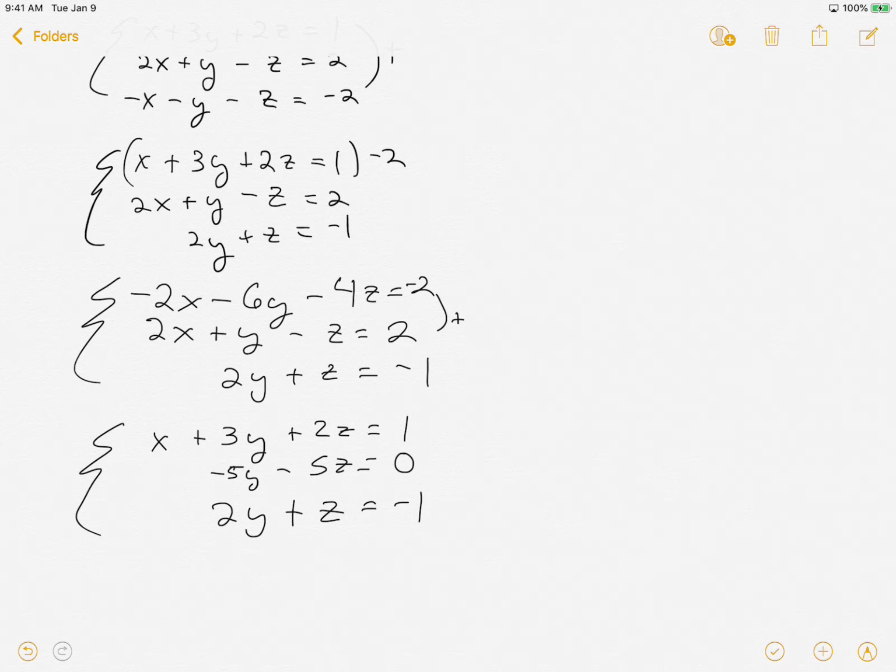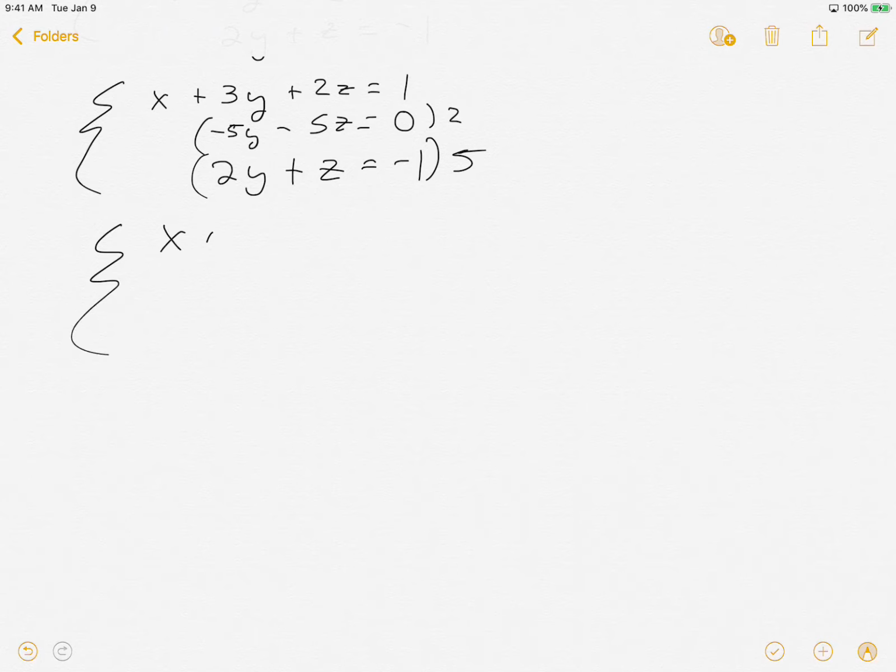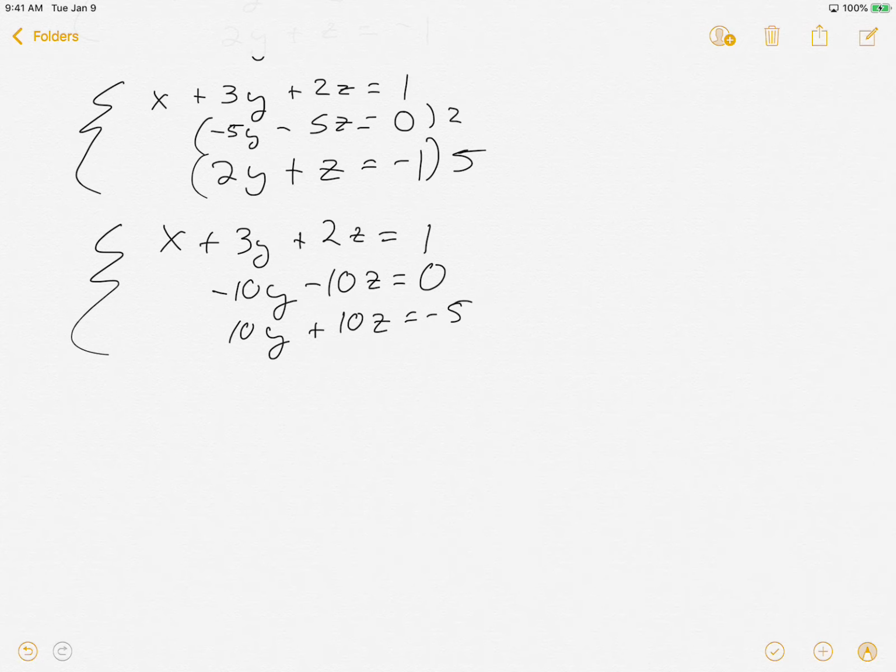So now, I need to get rid of that 2y on the third equation. You see I have a -5 right above it, so I can match them up by doing one is -10 and the other one is 10. So I'll multiply this one by 2, this one by 5. Top equation stays the same. Second equation is -10y, -10z, 0. 10y plus 10z equals -5.